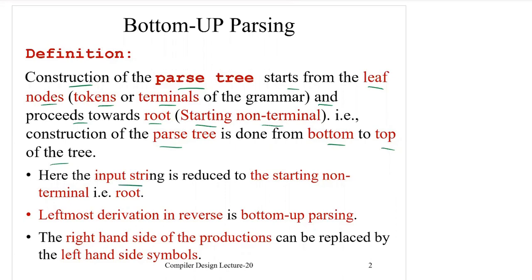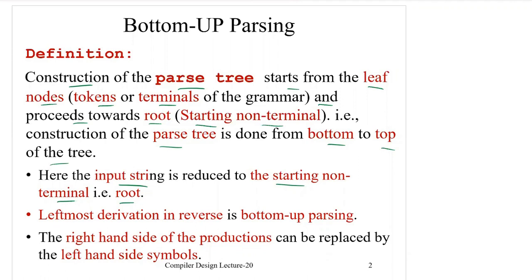Here the input string can be reduced to the starting non-terminal, that is the root. First we take the string. From the string, wherever the tokens or terminals are there, we substitute equivalent variables until we get the starting variable, which is the root. That is the process of bottom-up parsing.